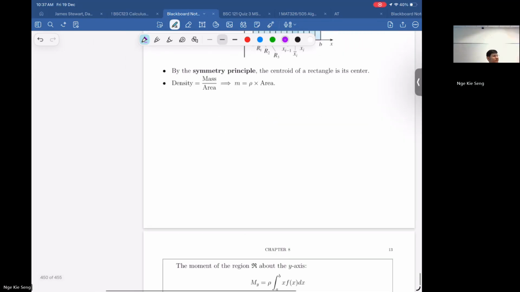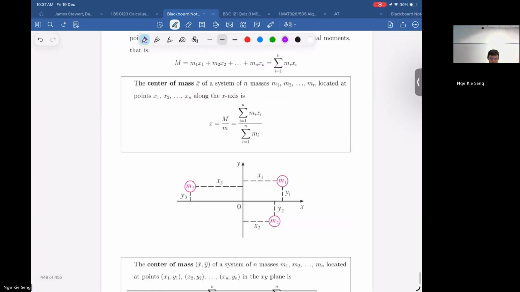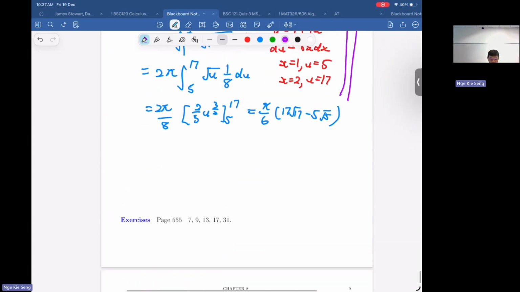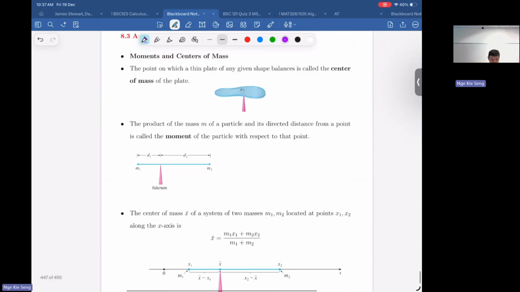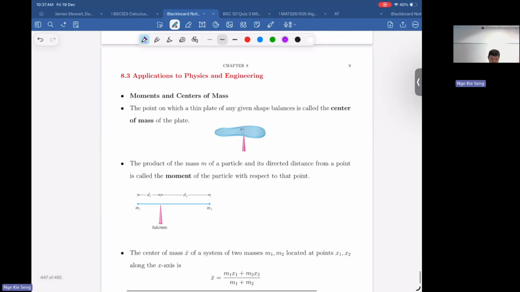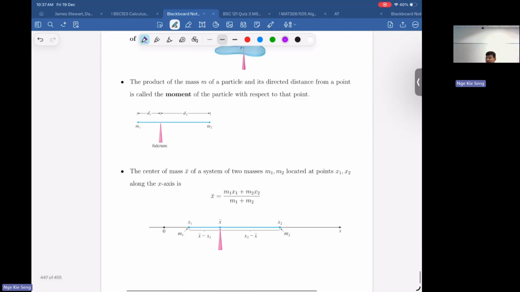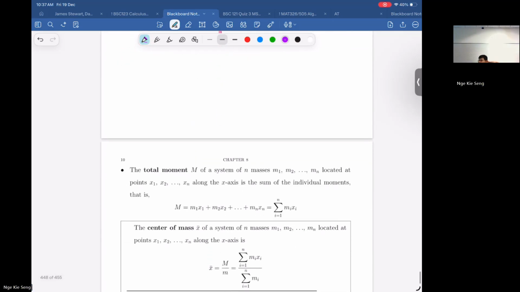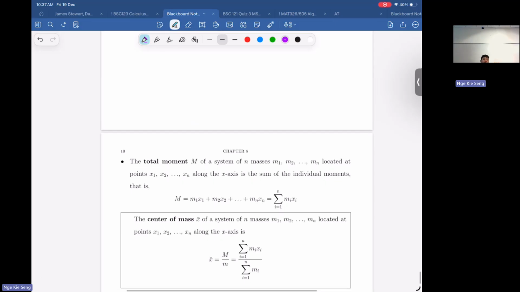So I guess skipping this will finish section 8 for now. Any questions so far for section 8? Basically, there's only two things you learn: one is arc length, the other is surface area. That's it. Surface area of revolution.